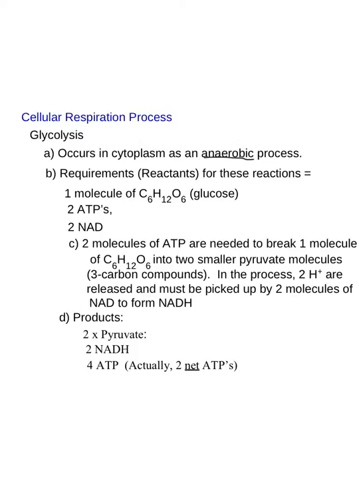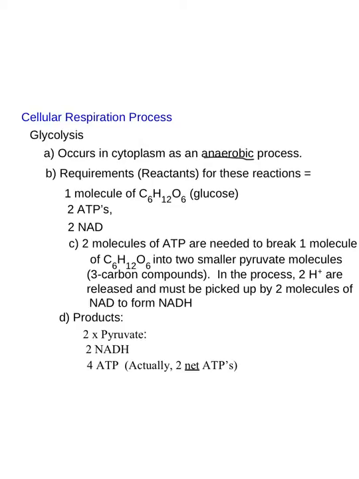All you need is the appropriate enzymes and a little bit of energy to get this started. So for the requirements of these reactions, the reactants, we're going to break apart a molecule of glucose. The term glycolysis literally means to break apart glucose, glyco referring to glucose, lysis to break apart. In order to get this started, we need some activation energy, so we're going to pump in 2 ATPs worth of energy.